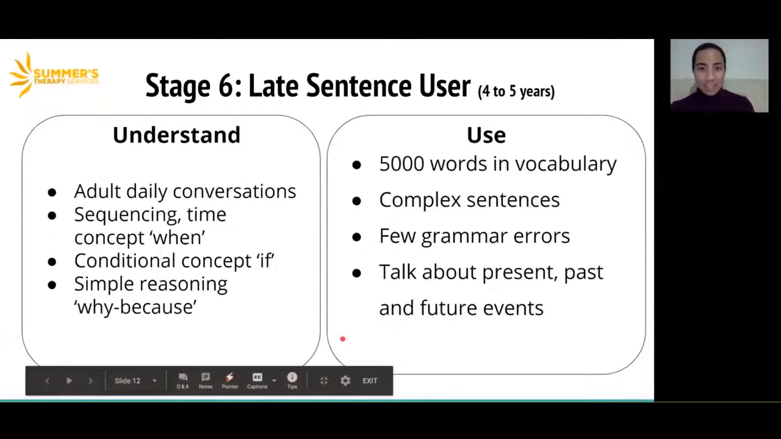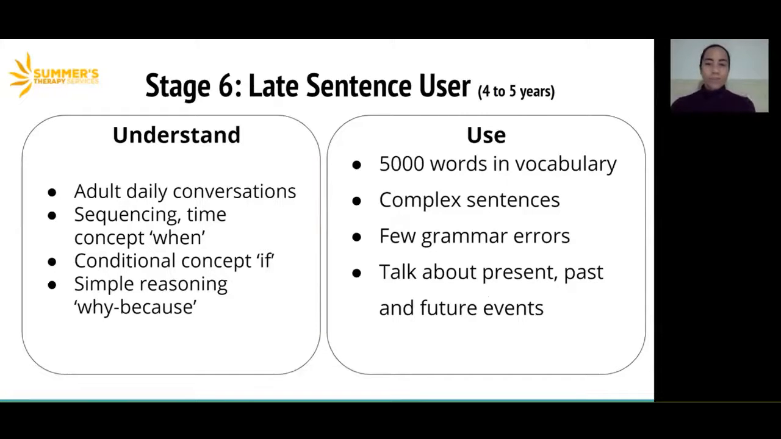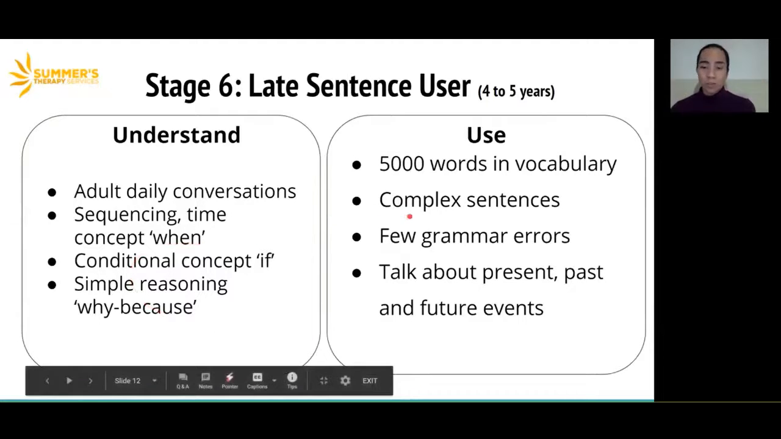So after the early sentence user, we go on to the late sentence user. So here, the vocabulary use is through the roof. They can use 5,000 different words already, and their understanding is at adult level. So you will realize that you don't really need to simplify your words or your sentences that much for them anymore. They seem to be able to understand typical adult level sentences. And you can see that reflected in their use of more complex sentences as well.